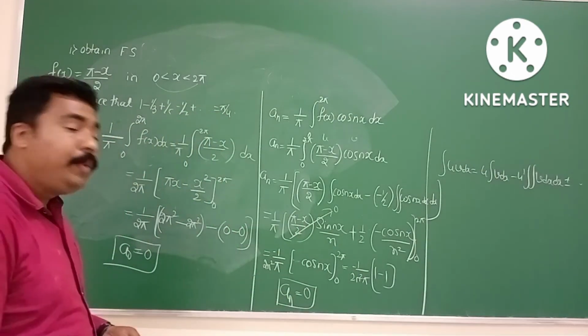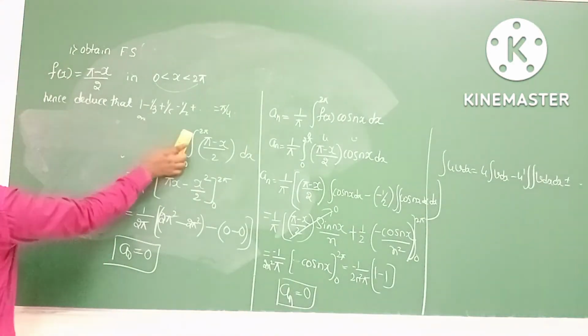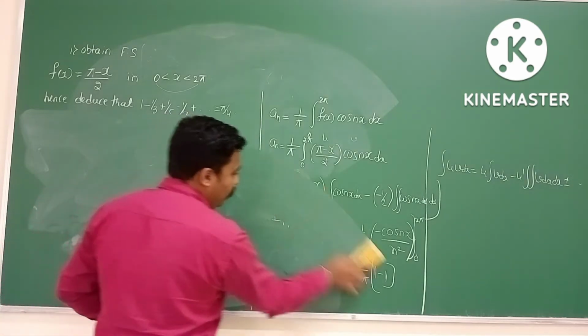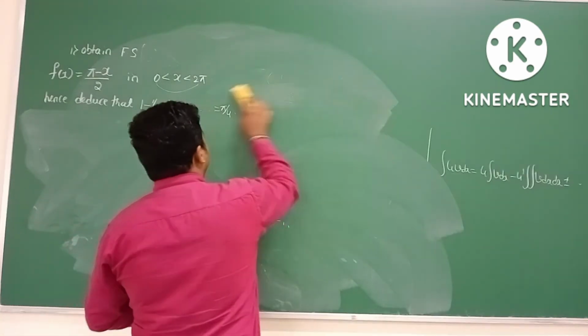Then we will move on to the bn value. Okay. Same method, integration by parts only we have to apply, and we have to simplify. Very simple concept.